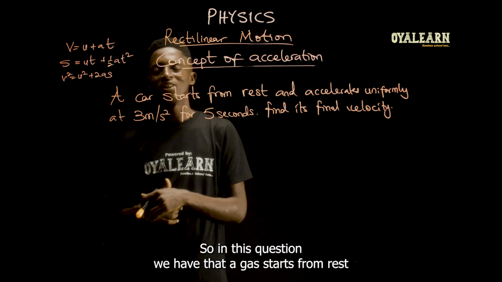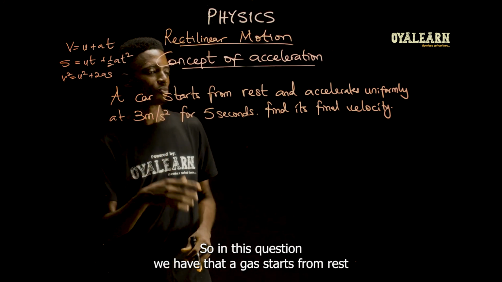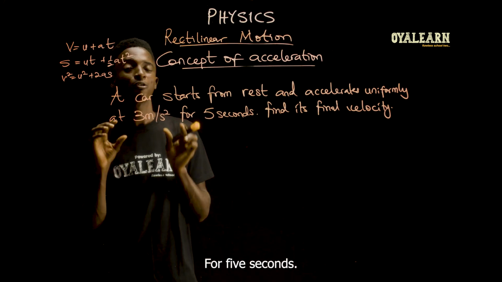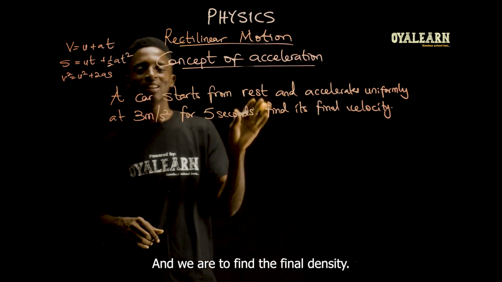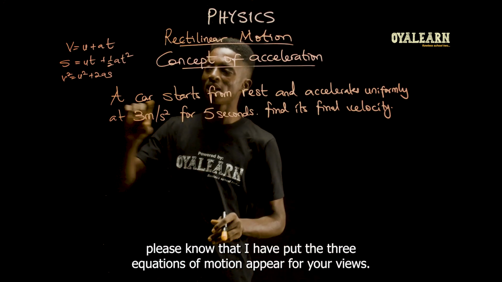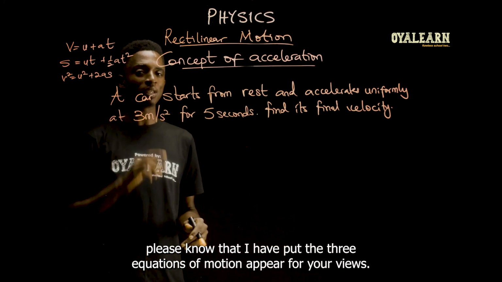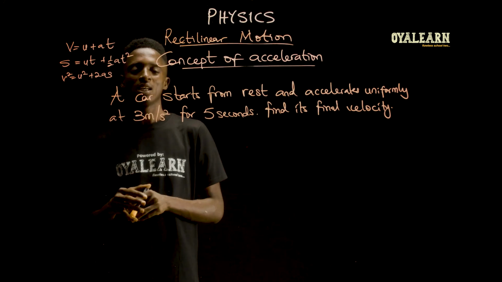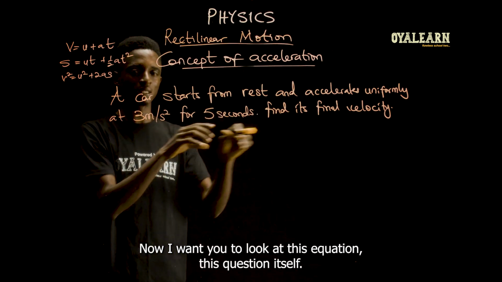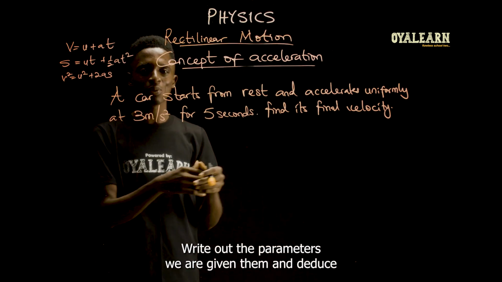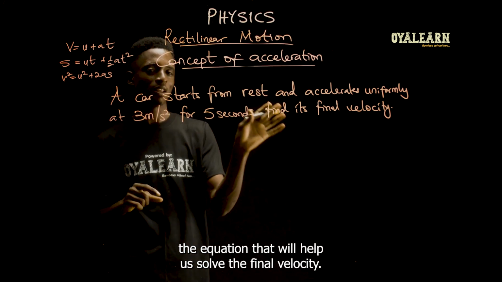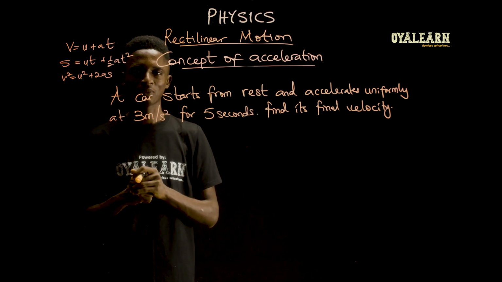In this question, we have that a car starts from rest and accelerates uniformly at 3 meters per second squared for 5 seconds. And we have to find the final velocity. Now, you can pause the video at this point. Please note that I have put the three equations of motion up here for your use. Now, I want you to look at this question itself, write out the parameters we are given, and deduce the equation that will help us solve the final velocity.